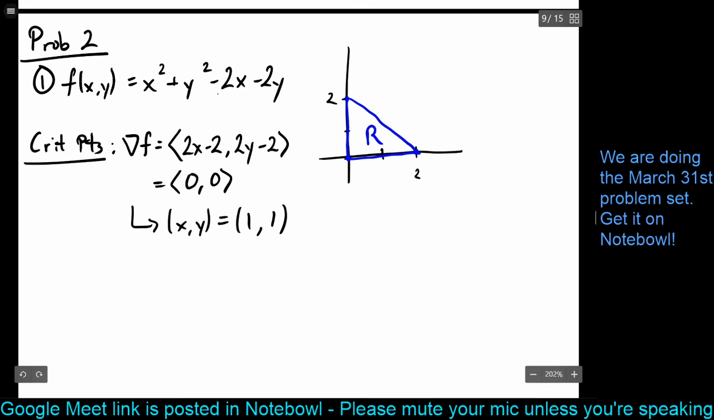But that point, my drawing is a little off scale here, is actually right here on the edge. So we're not going to count it, because it's on the boundary.